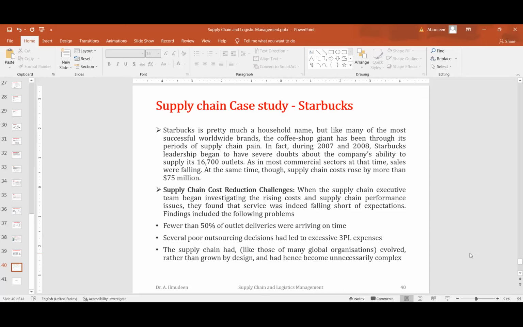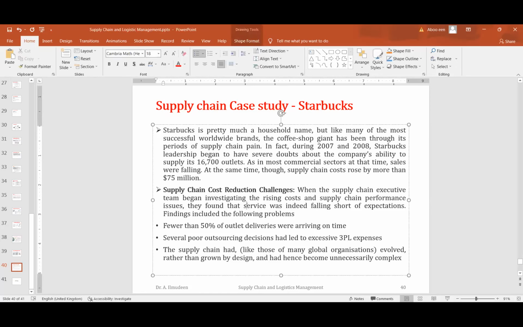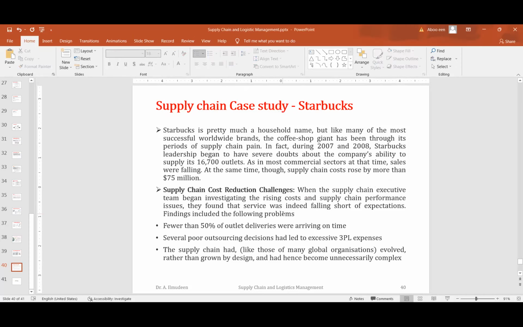Any suggestion? Any idea? No, sir. Their sales were dropped because of their service, you see, poor service. They found that service was indeed falling short of expectations. Their service to the customers is not as expected by the customers.